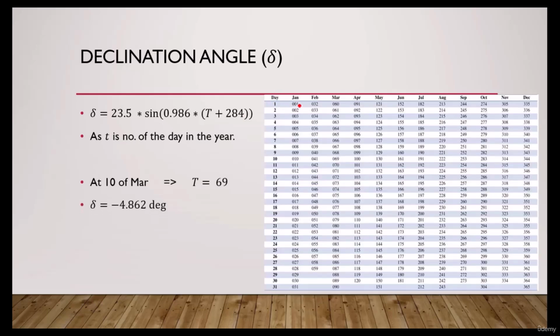Each day in the entire year of 365 days is numbered from 1 up to 365. Let's take an example of the 10th of March. On the 10th of March, the day number in this year is about 69. So when we put this value inside this equation, we calculate the declination angle as minus 4.862.